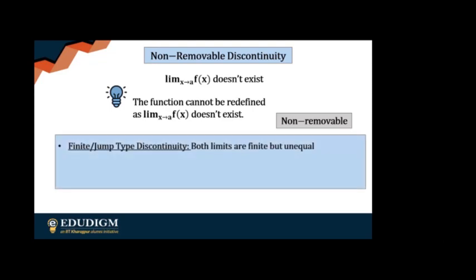So what are the possible reasons why it does not exist? First thing first, it's called the finite or jump type discontinuity. It means that suppose the left hand and the right hand limit both exist, but they are not equal. So that is why we call it a finite or jump type discontinuity.